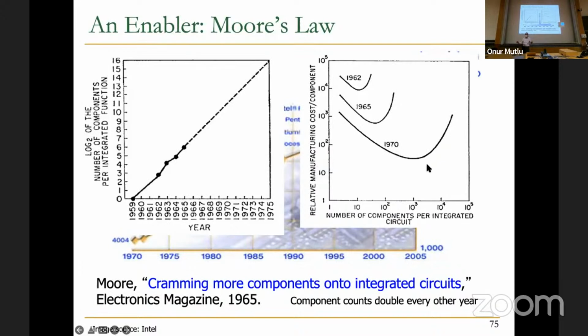So this is an economic law. I would say that this is a law of economics. If any, it's definitely not a physical law. Economically, we're able to manufacture more components on a chip that become cheaper every generation.